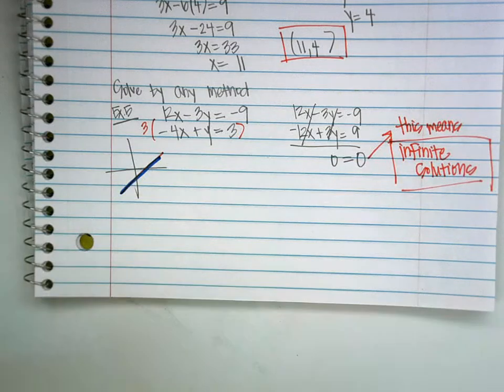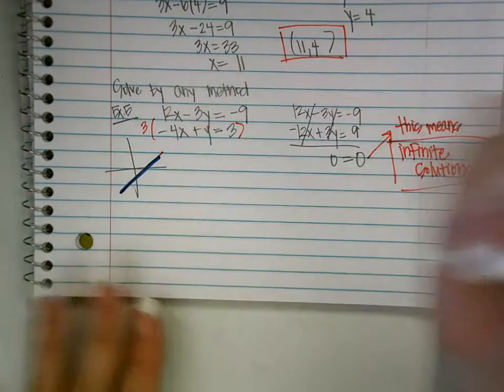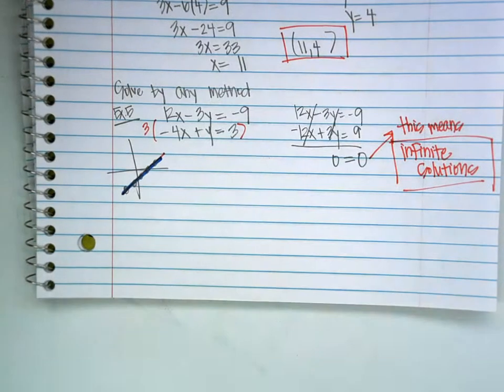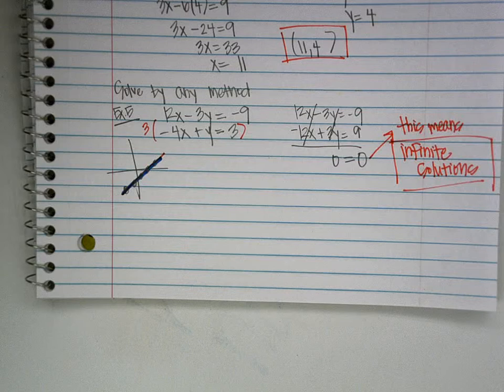So we're trying to figure out, where do they cross? They cross everywhere. They cross at this point, and this point, and this point, and this point, and they cross in an infinite number of points. Yes, Kevin? Is there a symbol for that? There is not a symbol for infinite solutions. You just have to write infinite.